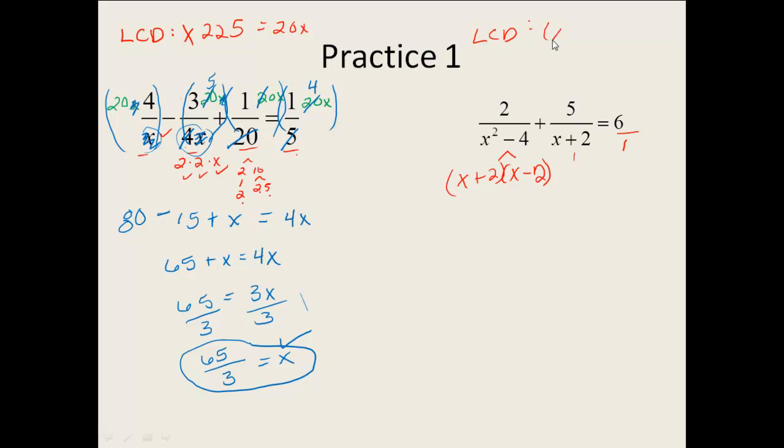So for my least common denominator, I'm going to have x plus 2 and x minus 2 from that first term. Then when I look at my second term here, I already have an x plus 2, so I don't need to double it. And the 1 we don't need to worry about. So my least common denominator is x plus 2, x minus 2. Now I need to take each term and multiply it by my least common denominator, just like we did on that last one.